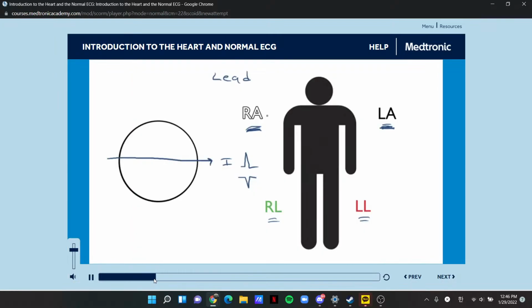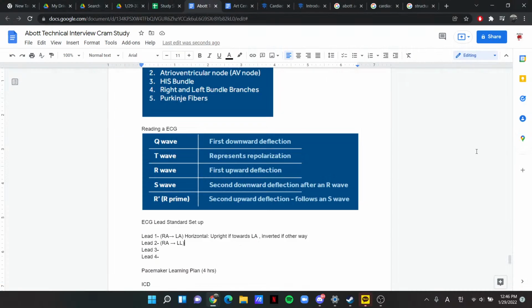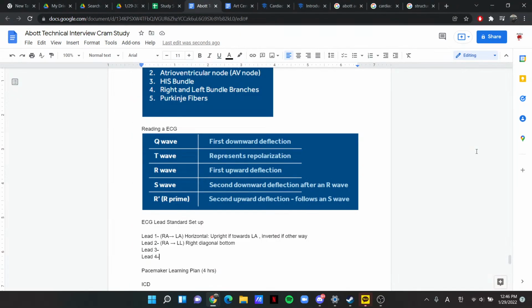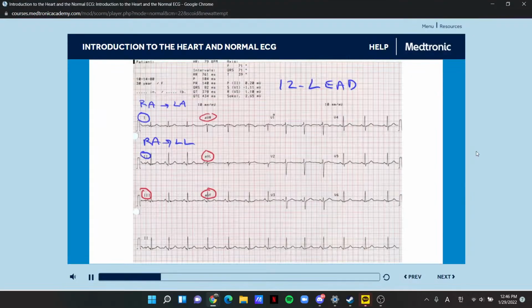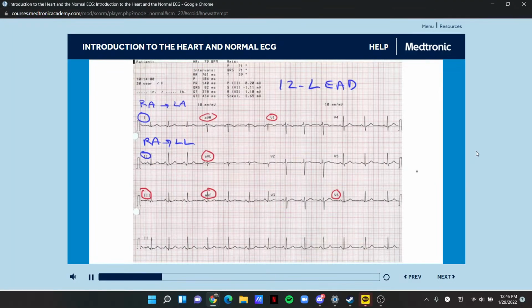Lead 2, on the other hand, is recorded from the right arm to the left leg, so any signals traveling in this direction will result in an upward deflection in lead 2. Lead 3 is traveling from the left arm to the left leg, and signals in this direction will be upright in lead 3. Close examination of a standard 12-lead ECG shows indeed there are 12 leads, 1, 2, 3, AVR, AVL, and AVF, which are considered the limb leads, using different combinations of electrodes on the limbs. The V leads, V1 through V6, are recorded by placing electrodes across the left side of the chest. These are known as precordial leads.